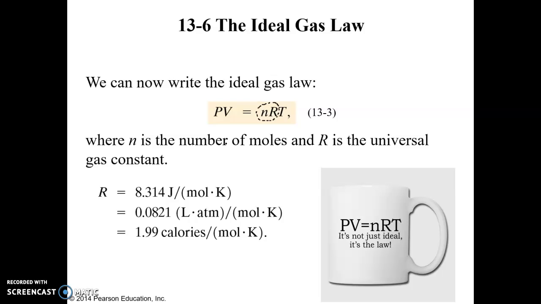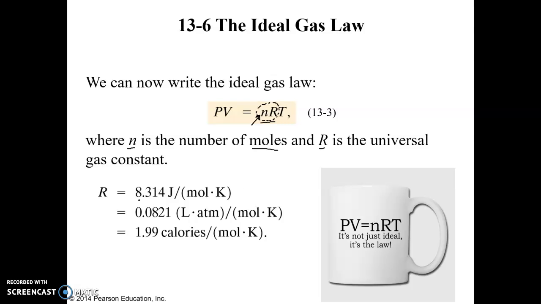But instead of looking at mass, we can put in that little slot in the equation n times R, where n is the number of moles. So we can have 1 mole, we can have 2 moles, we can have 1,000,000 moles. Whatever the number of moles is, that goes right in there. That's going to describe how much stuff we have. And R in this equation is the universal gas constant.